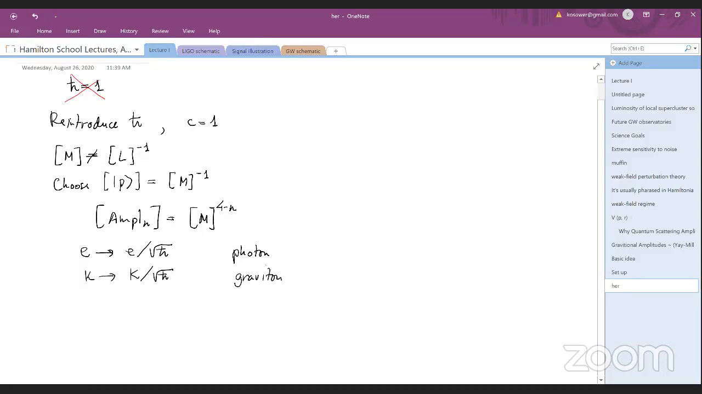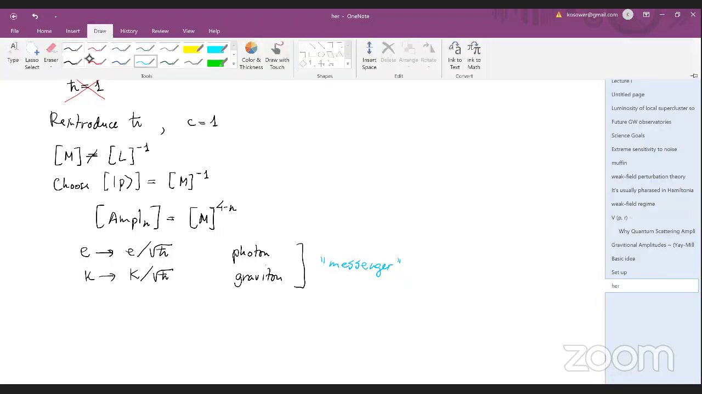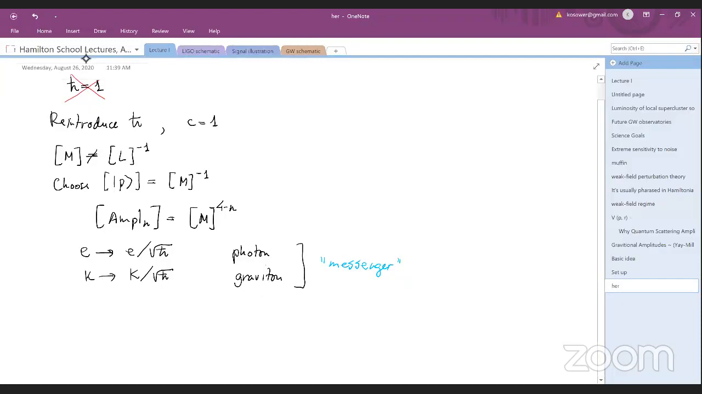And I will call these collectively messengers. So when I refer to messengers, I will be thinking about the massless force carriers. And when I want to refer to them collectively, I'll just use G. So this is generic.